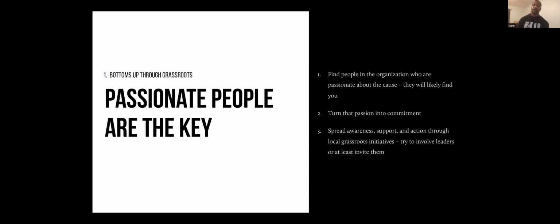An important aspect is turning that passion into a commitment. And then working together to spread awareness, support, and action through local grassroots initiatives. And at this point, it's helpful to try to involve some of the leaders or at least invite them to some of these initiatives so they can actually start seeing these things for themselves.